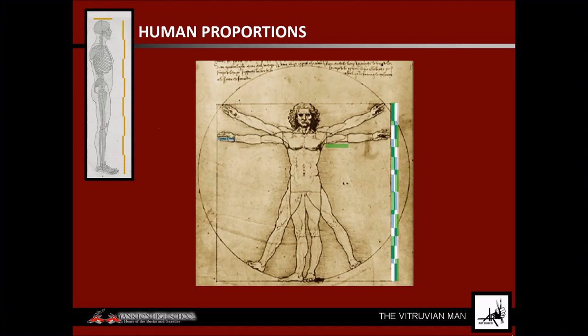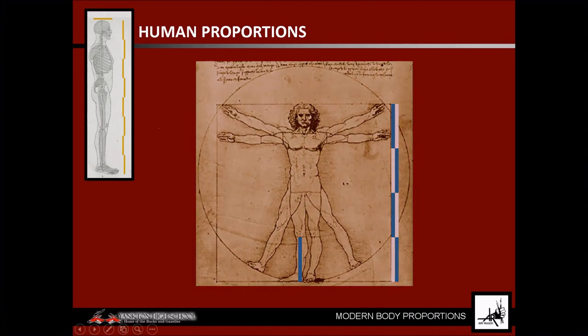The length of the hand is 1/10 the height of a man. The foot is 1/7 the height of a man. And from below the foot to below the knee is 1/4 of the height of a man.